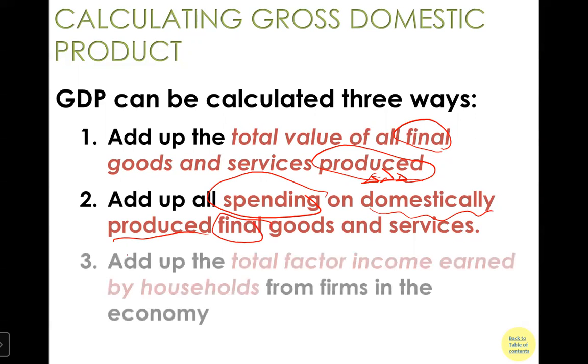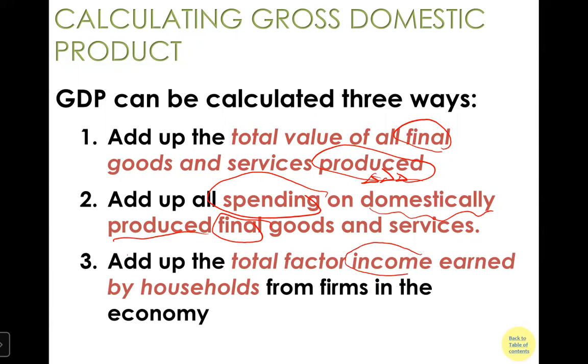Third, income. Add up the total factor income earned by households from firms in the economy. And usually this income shows up as the following: wage, interest, rent, profit. Maybe profit, and I could put a parenthesis called dividend.